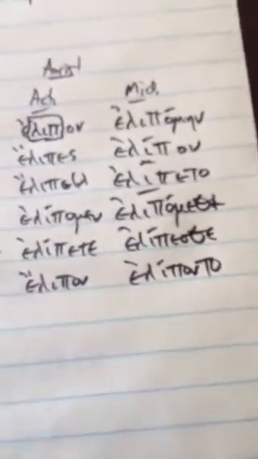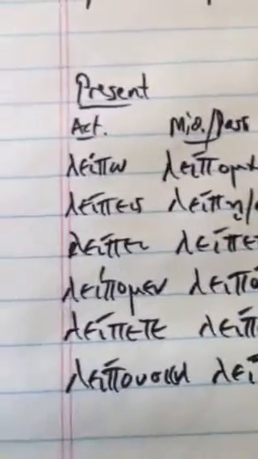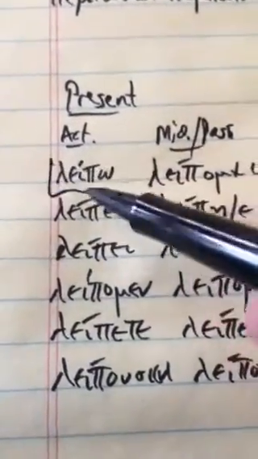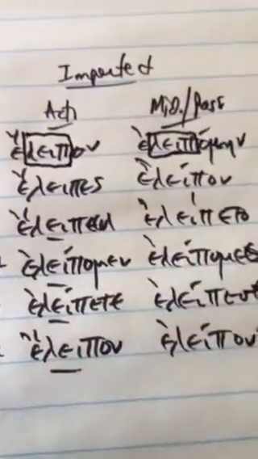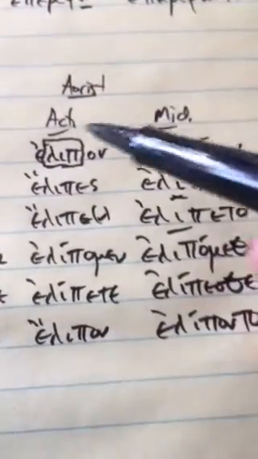Elipu for the second singular, third singular, elipeto. Again, we continue to use the aorist stem. Elipometha. Elipesthe, and eliponto. So there are the three tenses then of lepo, where you can see that the present and the imperfect both use the stem that comes from the first principal part, lep, and then when you see the simplified stem lip, you know you have aorist.